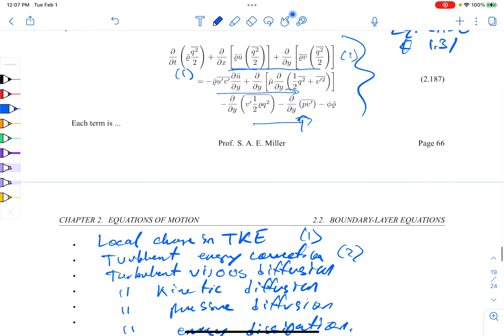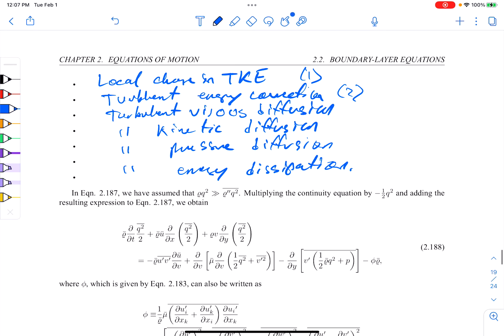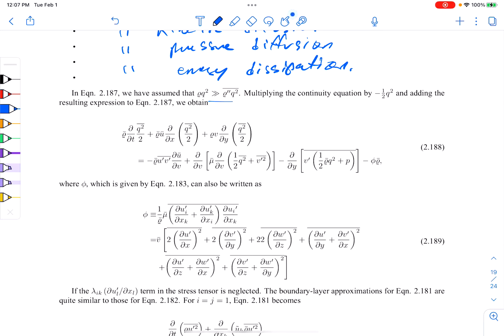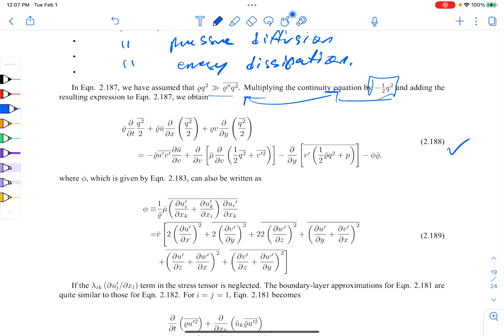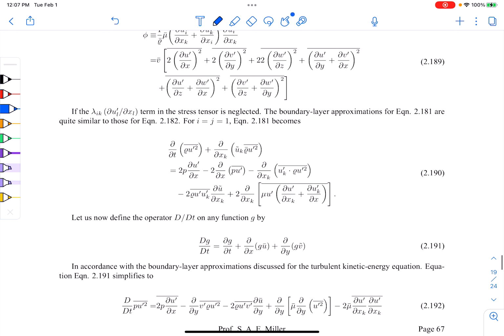So back up here in the TKE equation in the unsteady boundary layer, the energy is much larger than the averaged energy as fluctuations. We multiply the continuity equation by this term, negative 1/2 q squared, and add the particular expression from this operation to 2.81, we'll get this intermediate equation, 2.188. So some notes. Okay. Sorry about that.